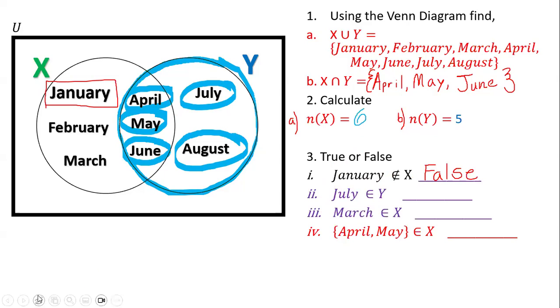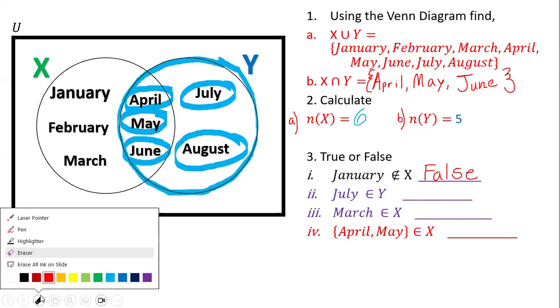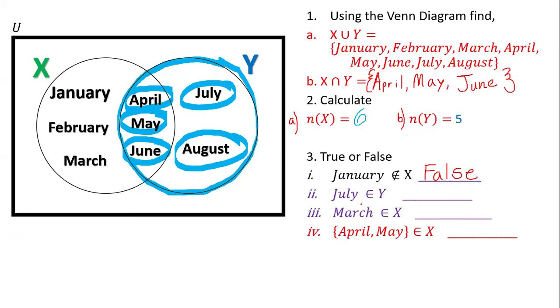Okay. So Omara, your question number 2. July, whatever it means. Is that true or is that false? That's true. Why do you say that's true? Because July is an element of Y, because it's in the circle. Very good. Because July is an element of Y. So this is definitely true.